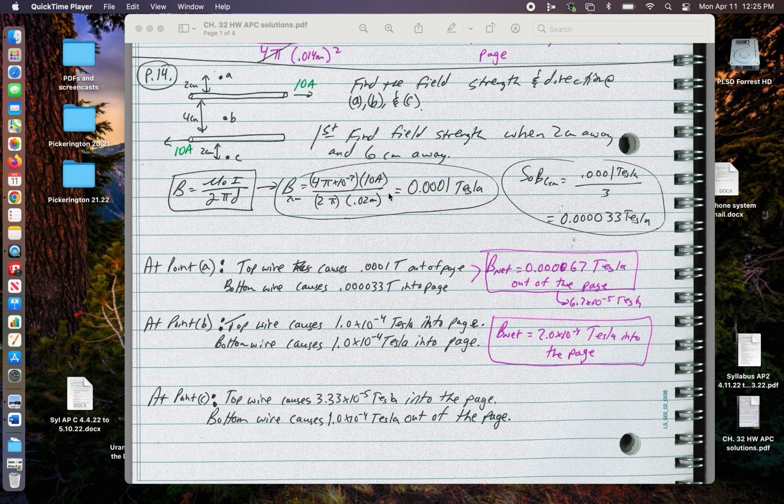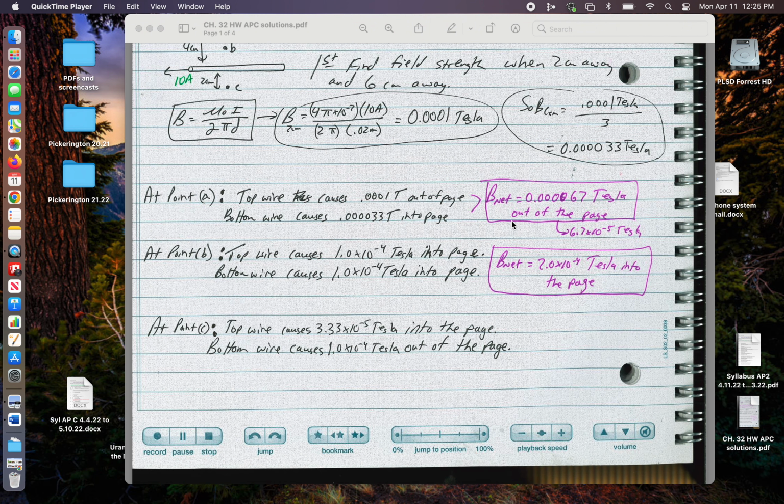If it's 6 centimeters away, it's all the other same stuff except divided by 0.06, which is a third as much, so that's 3.33 times 10 to the negative 5th Tesla. Then at point A, the top wire would cause the field to come out of the page, and the bottom wire would cause the field to go into the page, and it's weaker. So the net field at that point is 0.00067 Tesla out of the page.